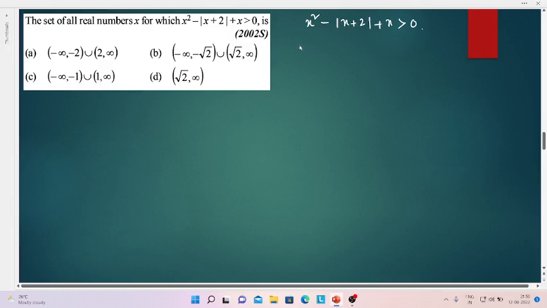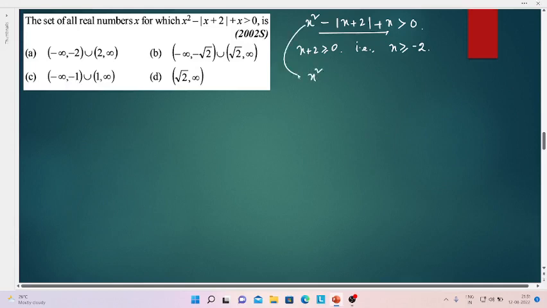Let me first write down for x plus 2 greater than or equal to 0. I'm not defining all the modulus functions. I'm now solving this particular equation in a straightforward manner, right? So if x plus 2 is greater than or equal to 0, that is x is greater than or equal to minus 2, that modulus part will break into plus x plus 2, right? Because x plus 2 is positive or equal to 0.